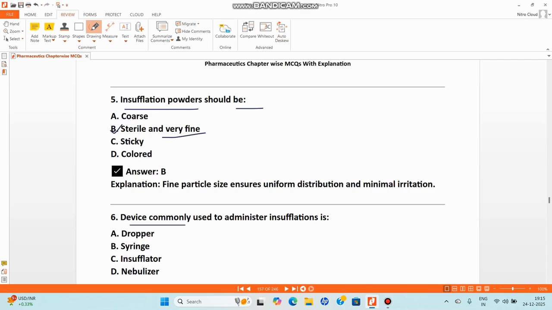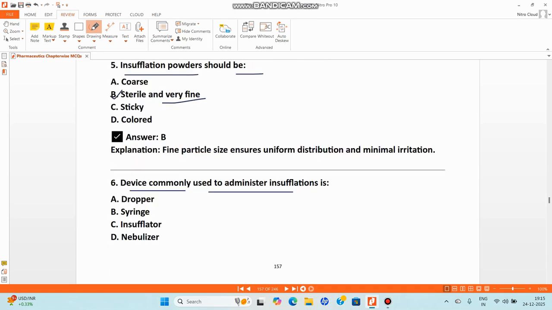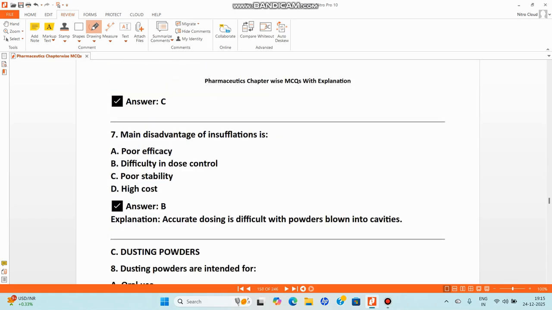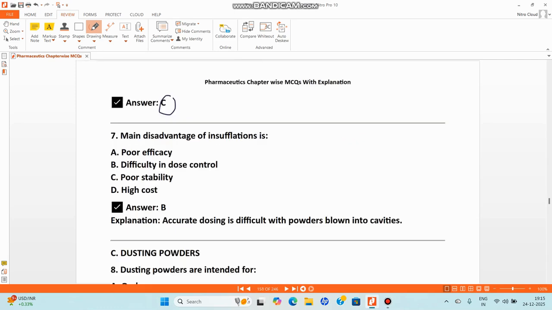And that's the device commonly used to administer insufflation, অর্থাৎ insufflation কোনো যে ড্রাগ রয়েছে কোনো যে ড্রাগকে আমরা অ্যাডমিনিস্ট্রেট করতে গেলে আমরা কি ধরনের ডিভাইস ইউজ করে থাকি? ড্রপার, সিরিঞ্জ, ইনসাফলেটর and nebulizer. So the answer will be C. This is what? That is insufflator, right?